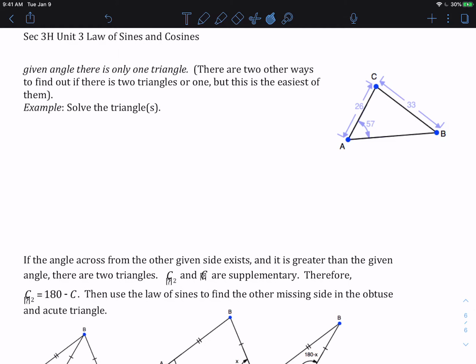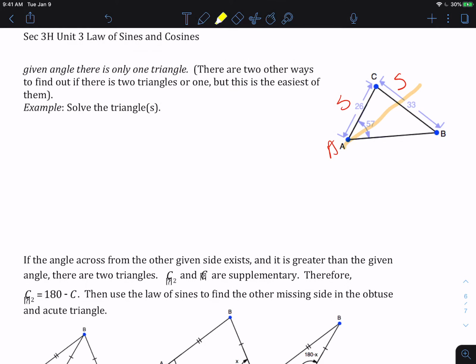So if we have this triangle, notice this one is drawn for us, so you can either have it drawn or they give you the information. The last one they gave us the information, this one is drawn. So notice I've got the angle, the side. So I'm going to set up my two proportions. So I have an angle and side across from each other.